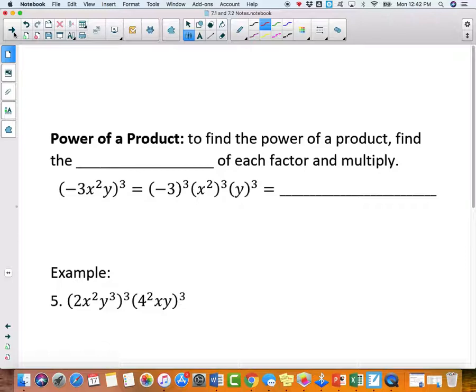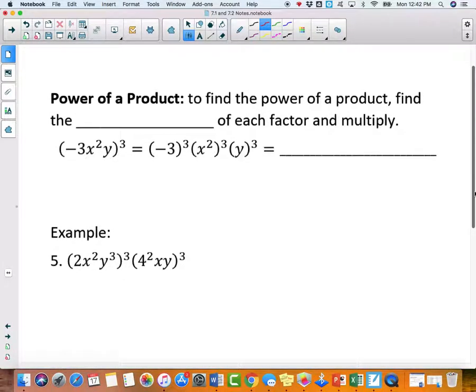We also have what's called the power of a product. To find the power of a product, you need to find the power of each factor and multiply. You have to find the power of each factor. So it's essentially the same thing as kind of distributing the power through. That's kind of how I think about it.